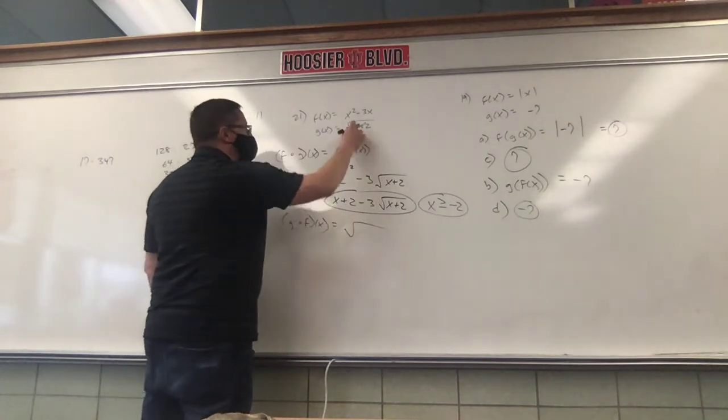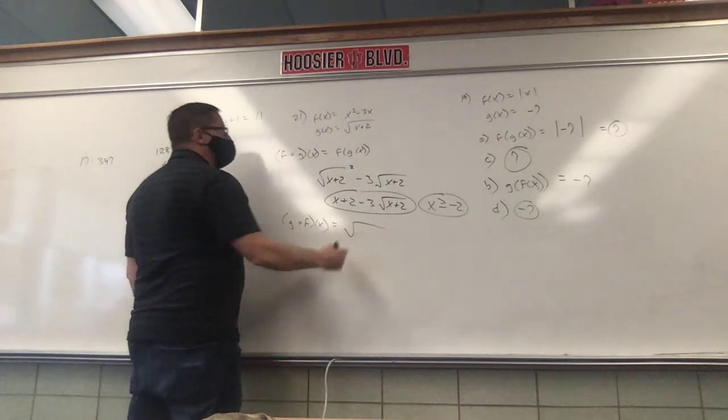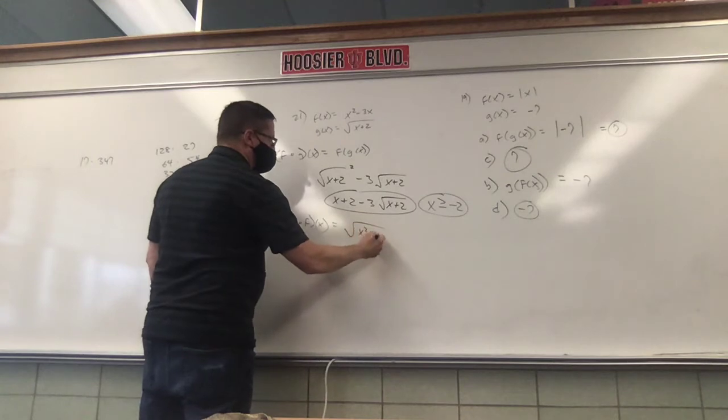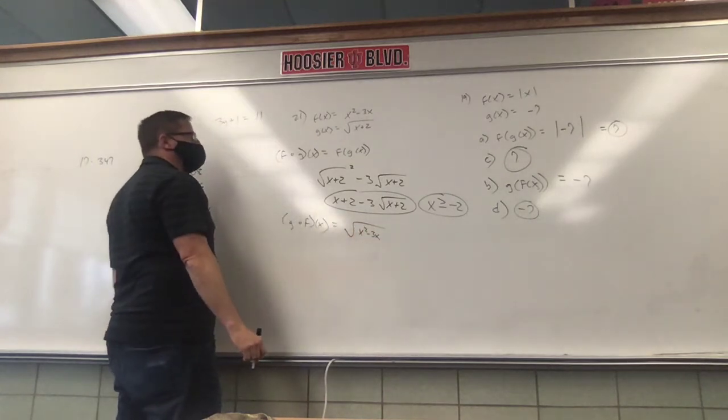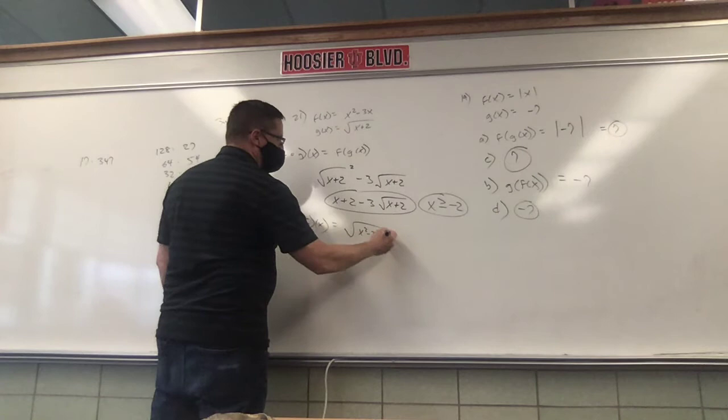Radical. Well, there's an x. Plug in what? X squared minus 3x. And then what? Plus 2. Okay.